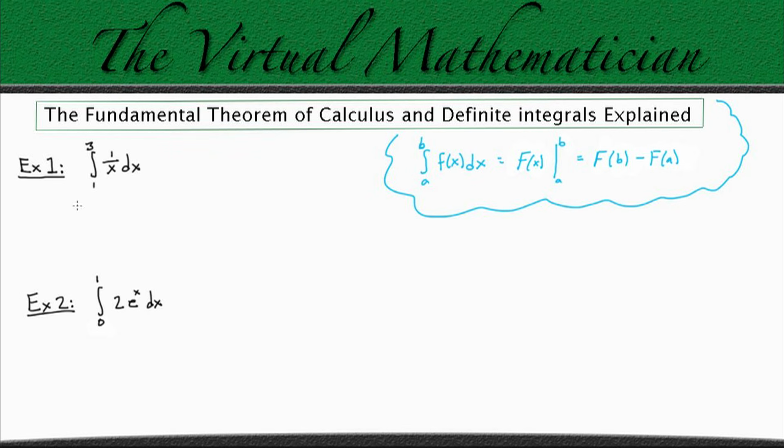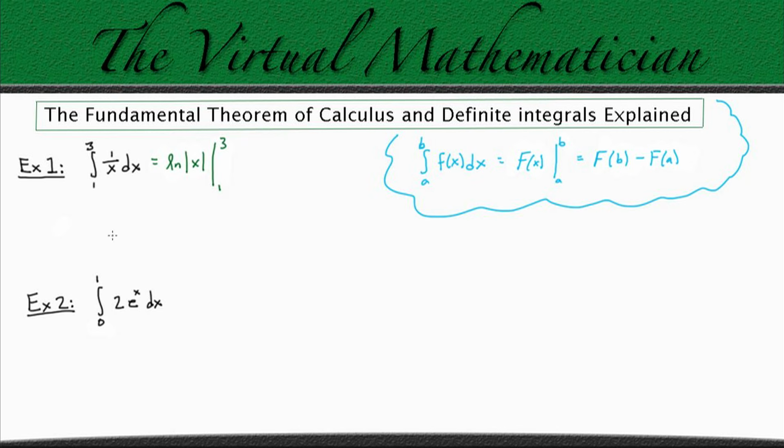So example 1 says, evaluate the integral from 1 to 3 of 1 over x dx. So the first thing we need to do is take this antiderivative. So we know the integral of 1 over x is equal to the natural log of the absolute value of x, and we need to recognize that we have to evaluate this from points 1 to 3, because in this case a is 1 and b is 3.